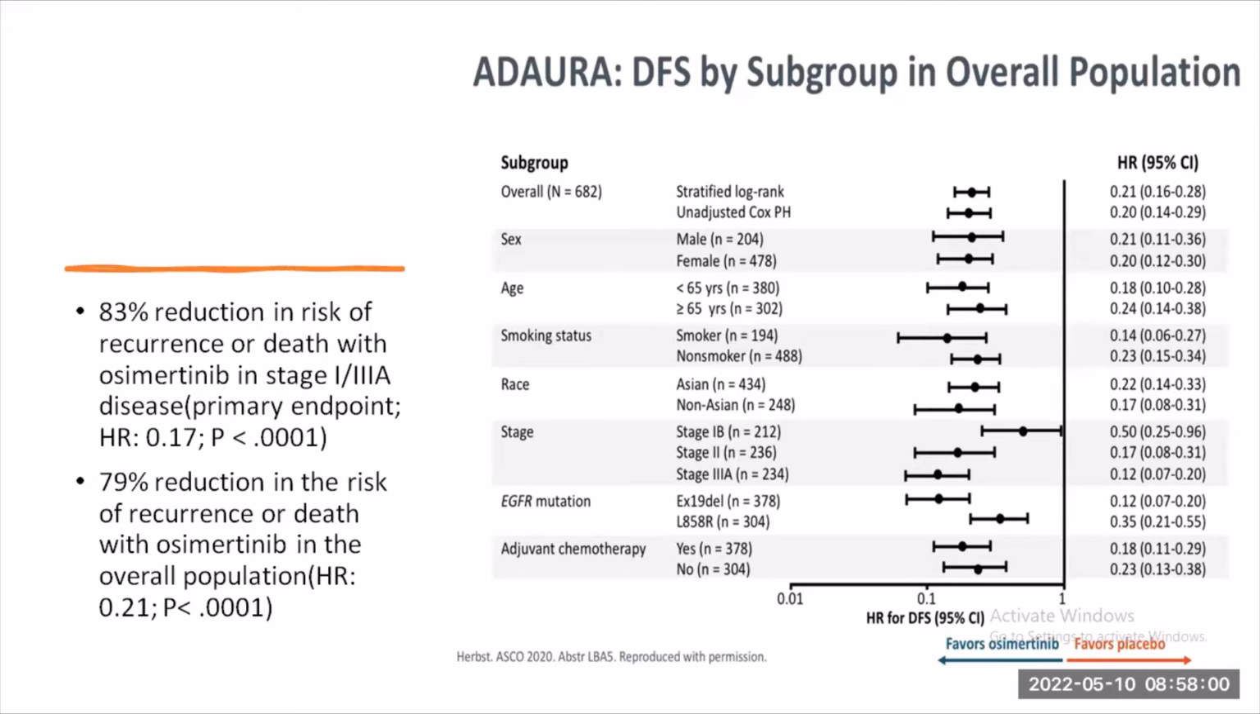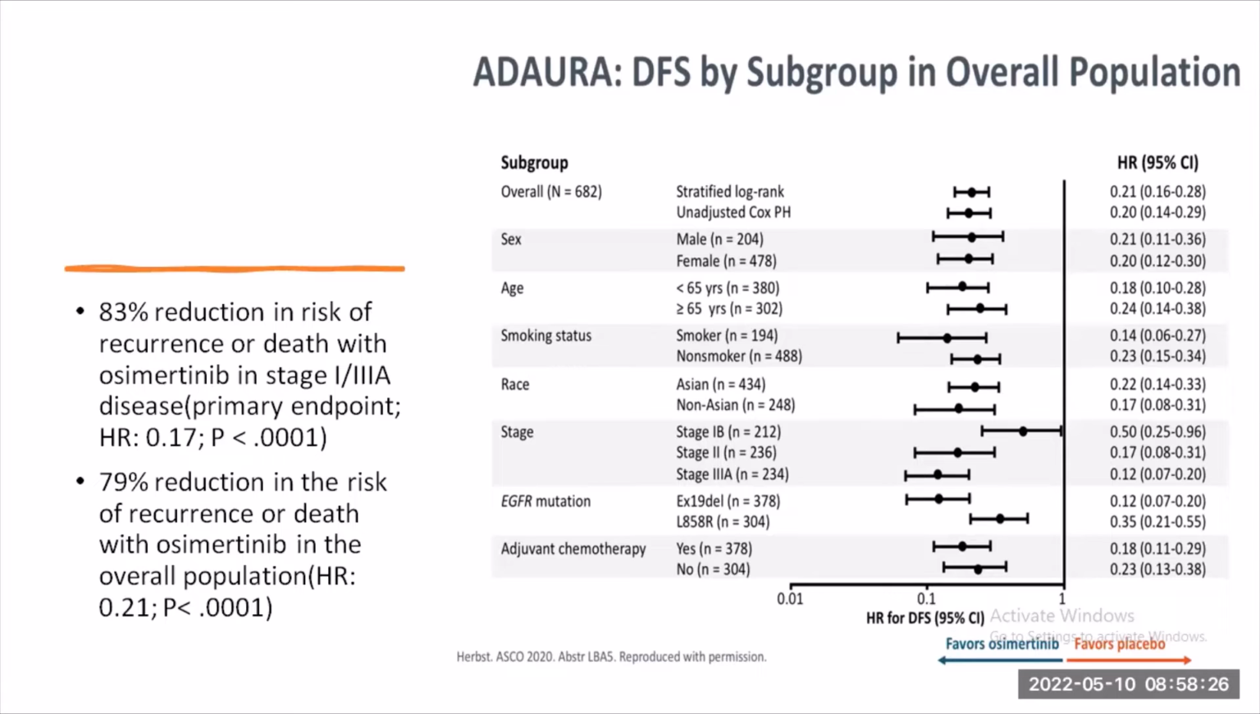So hazard ratio 0.21. If we see the subgroups of the overall population, DFS benefit was seen in almost all subgroups with osimertinib, whether it's sex, age, smoking, non-smoking. Stage 1B has somewhat lesser benefit, but the rest of the stages also had benefit.